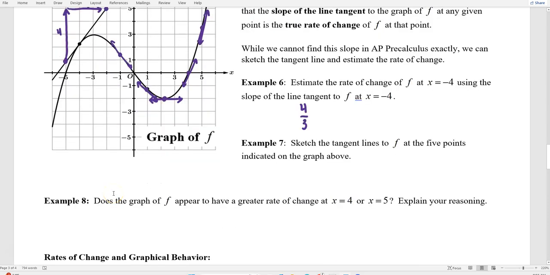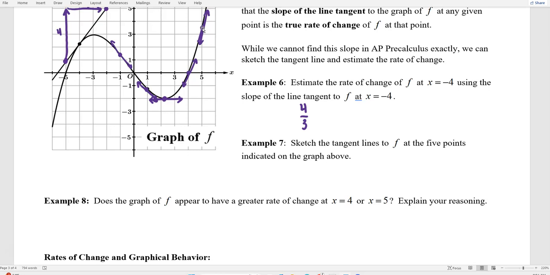Okay? And then 8 says, does the graph of f appear to have a greater rate of change at x equals 4 or x equals 5? What do you guys think? X equals 4 or x equals 5? 5. And how can you tell, Layla? It's steeper. And we're talking about positive slopes here, right? Now, be careful with steeper if you're talking about negatives, because the steepest slope negative would actually be lower, right?